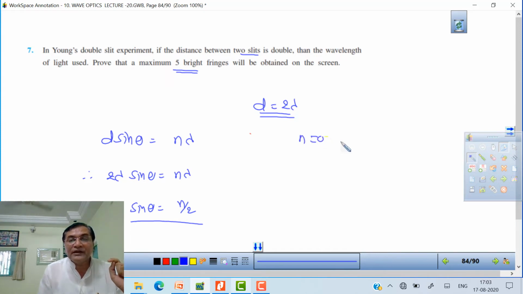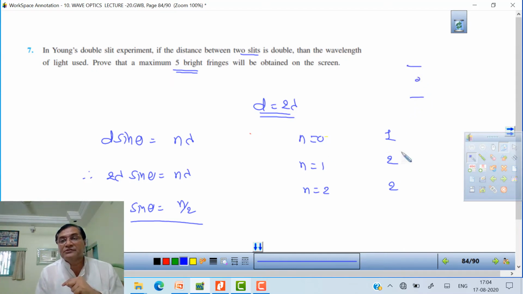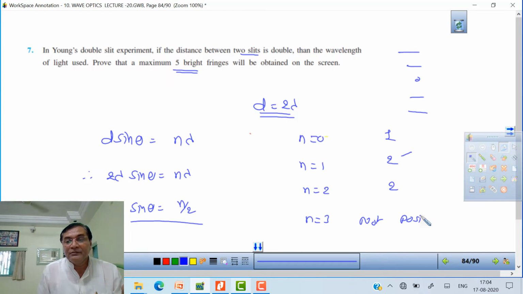So n is equal to 0, we get one fringe. For n is equal to 1 we get second fringe, 1 is possible, 1 by 2. N is equal to 2, I will get 2 more fringes, up and down from the center, one here and one here. So total becomes 5. n is equal to 3 is not possible. Why? Because sine function cannot be more than one. If you put 3 then it will be 3 by 2, which is 1.5, not possible. So maximum 1 plus 2 plus 2, total 5 possible.